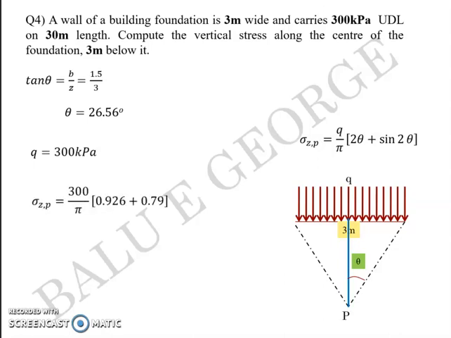So you apply those values into the equation, 300 by pi into (0.926 plus 0.79), with 2 theta in radians and sine 2 theta with 2 theta in degrees, which when applied gives you 0.79. And on solving this equation, you get the value of sigma ZP roughly as 165 kilopascal.